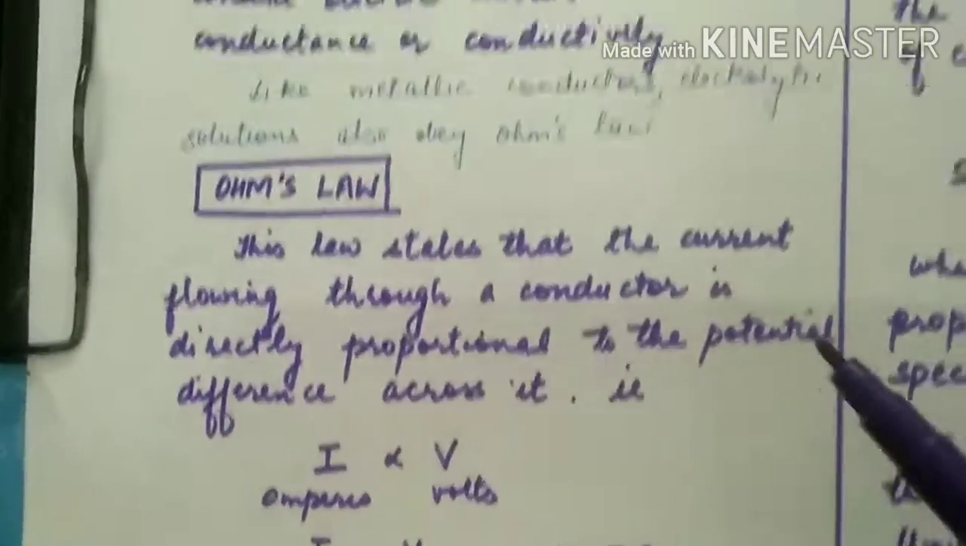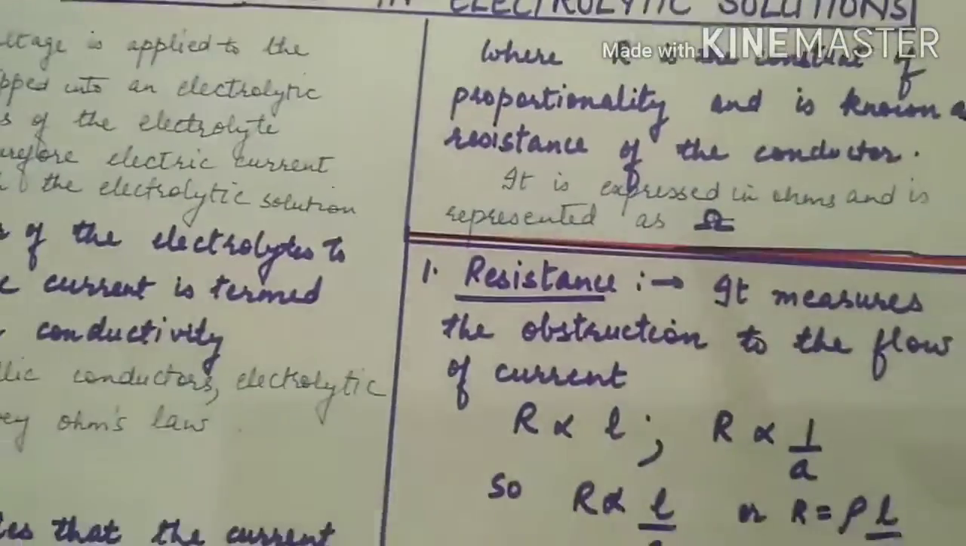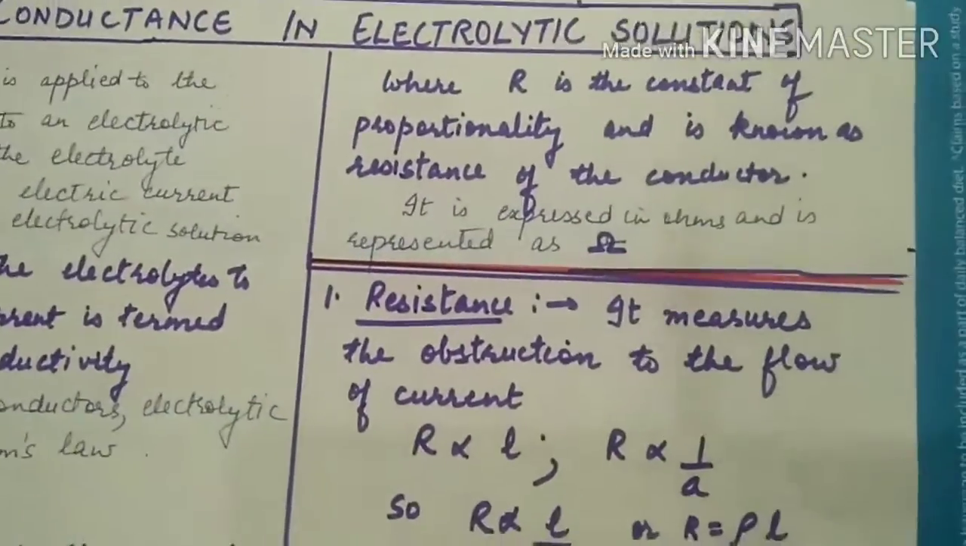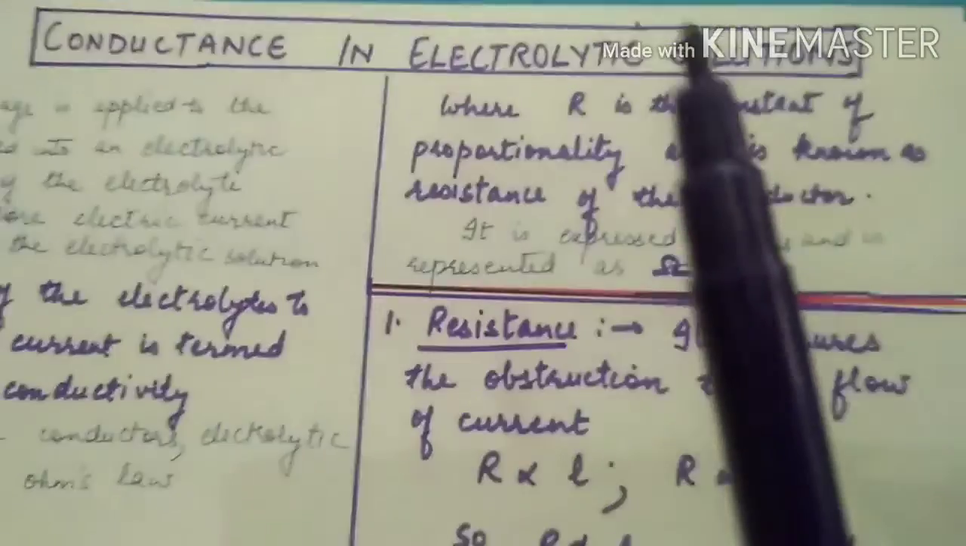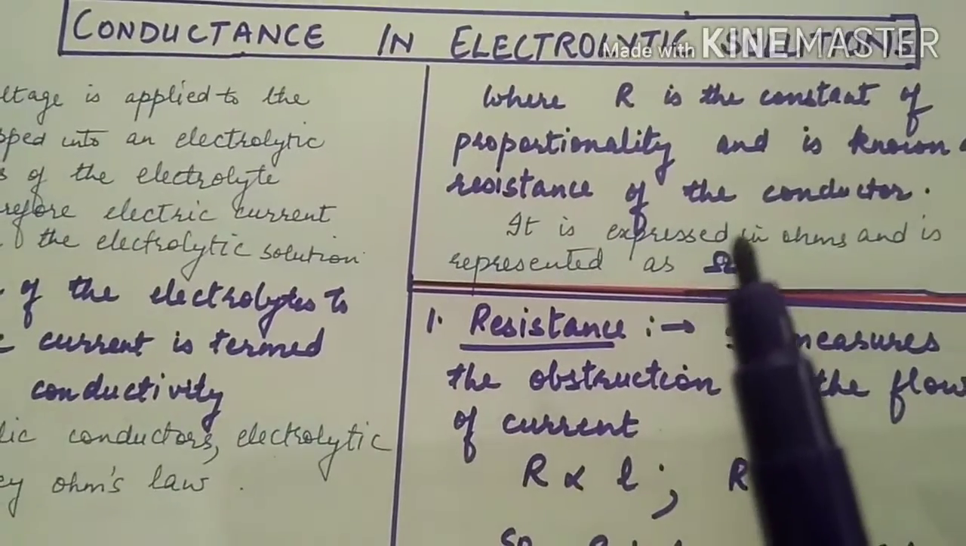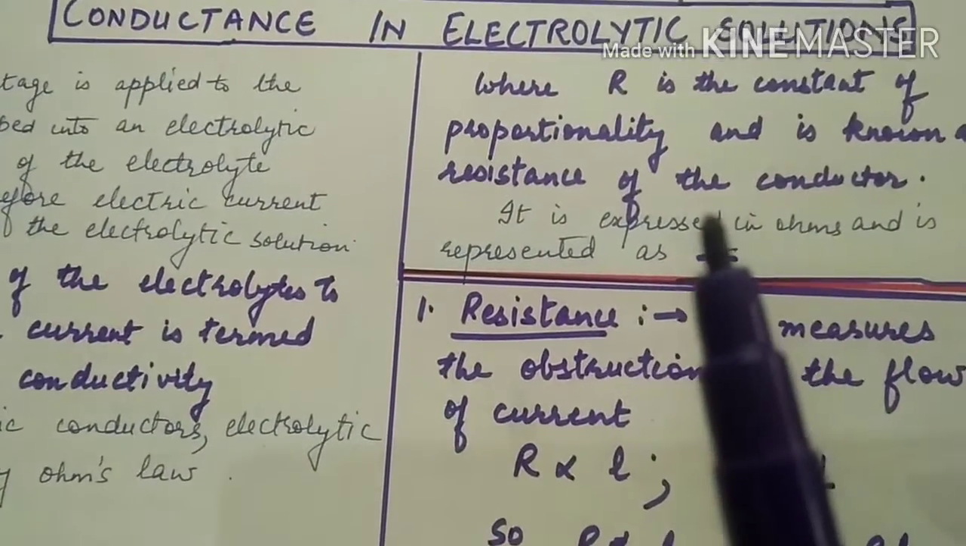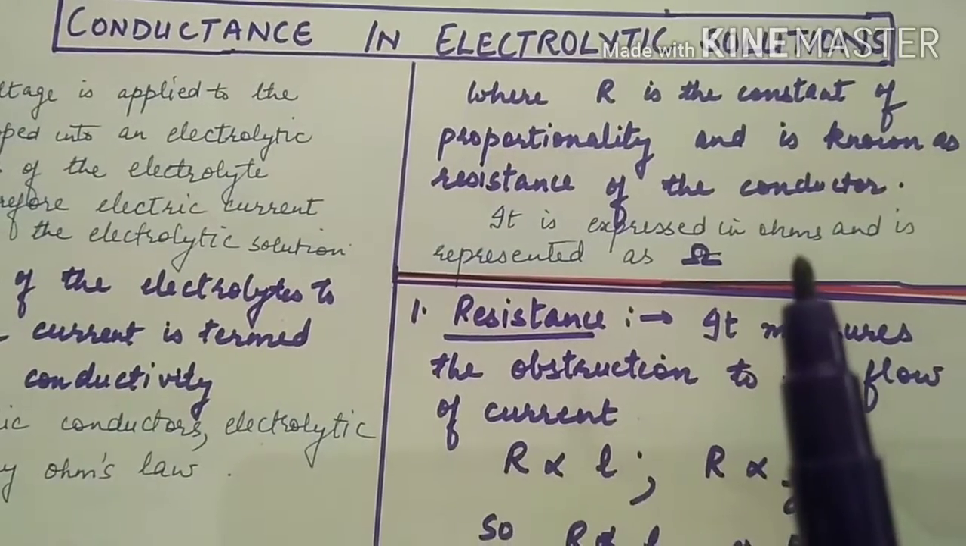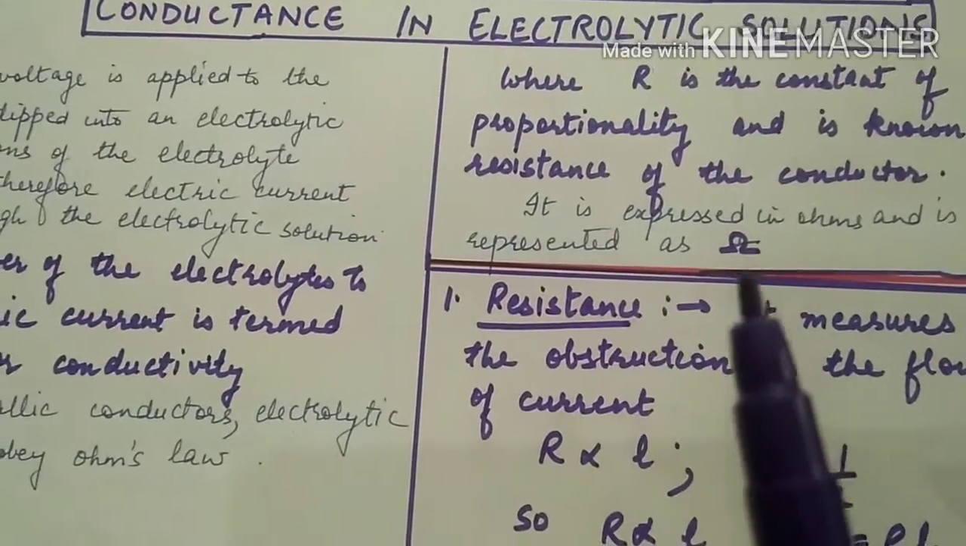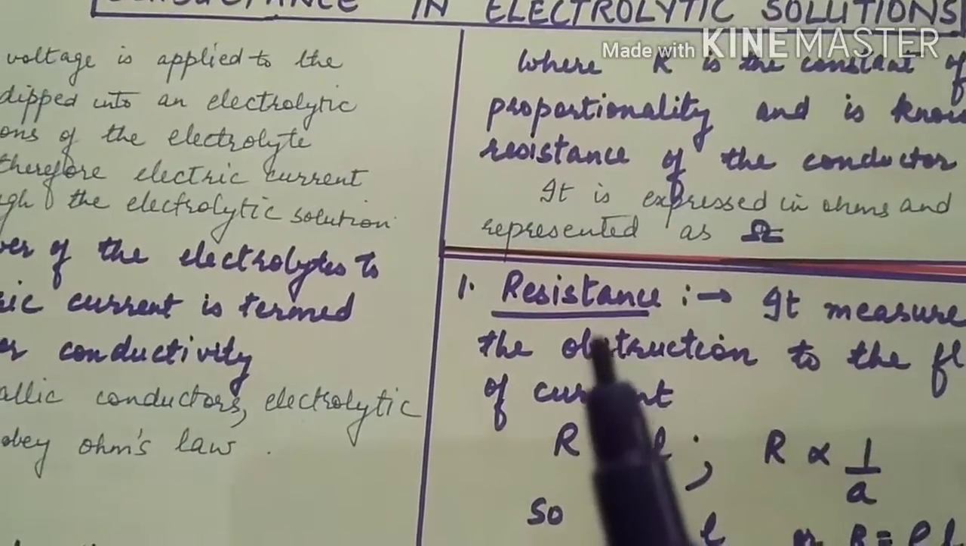R को इधर ले गए. Now R is the constant of proportionality and is known as the resistance of the conductor. R is expressed in ohms and is represented as this sign for ohm.